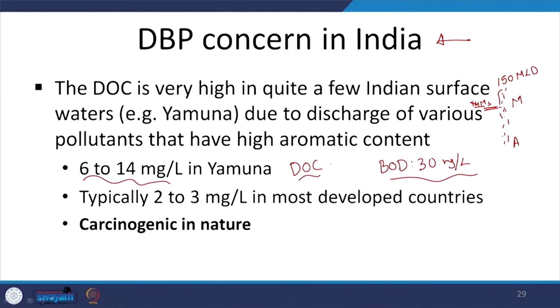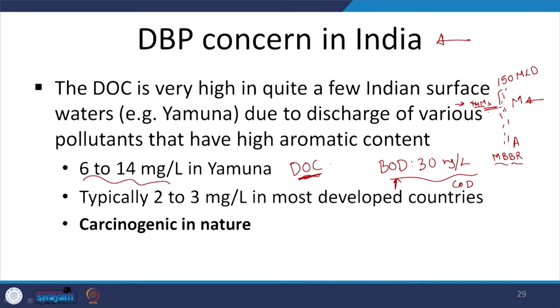But again, I am only mentioning a couple of plants. There are obviously many other plants, and one has to measure them, right? In Agra, though, they were not using a traditional one, they were using an MBBR, moving bed biofilm reactor. That was doing a very good job with respect to removal of BOD and COD. But even there, I saw that the DOC was pretty high and the DBP concentrations were still remarkably high, as high as the one in Mathura, where they had the traditional treatment plant. So that's something to keep in mind.